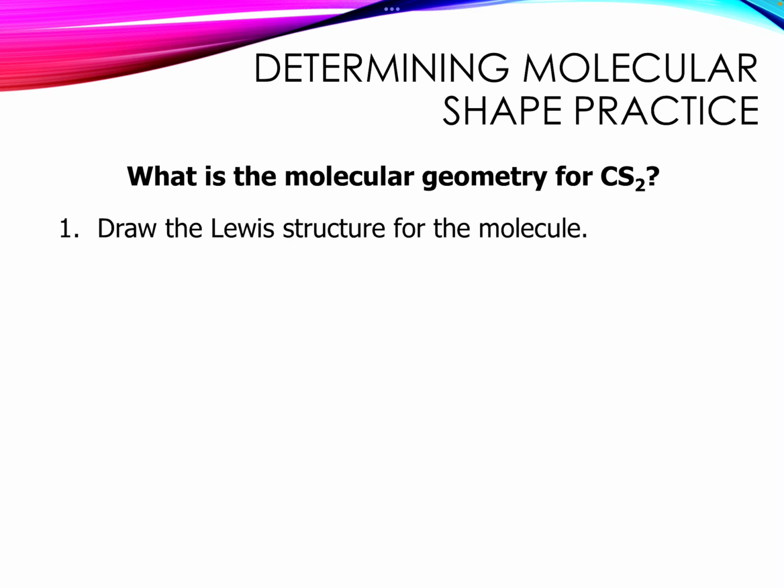The first thing we need to do is draw the Lewis structure. So if we think about the honk rule, carbon can make 4 bonds, so we'll pick that one. Just for your reference, oxygen and sulfur kind of go together, so sulfur can only make 2 bonds, so that's why it's not going in the middle. So we put carbon and we've got 2 sulfurs.